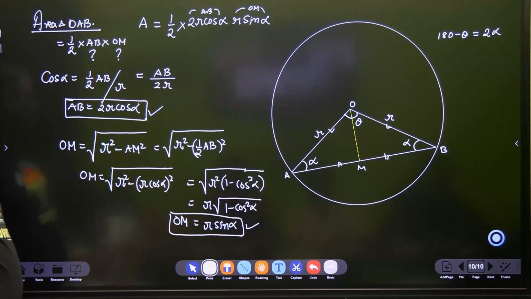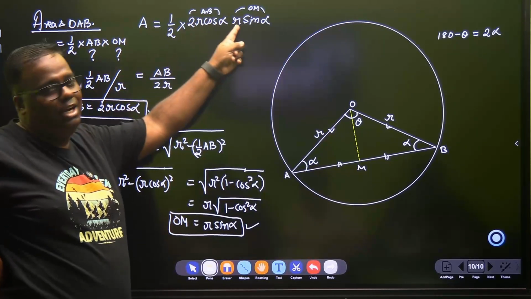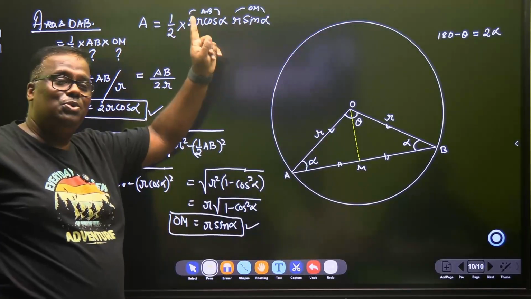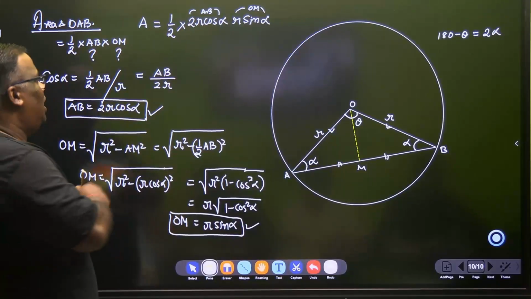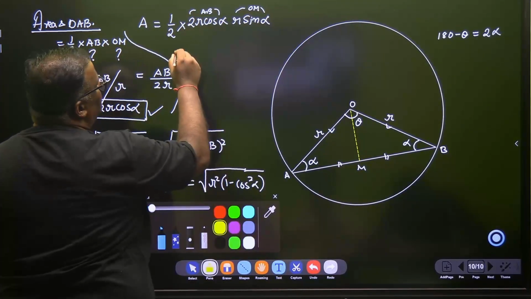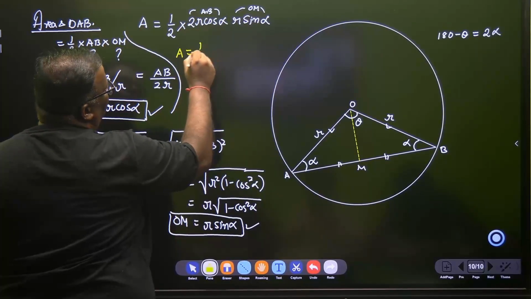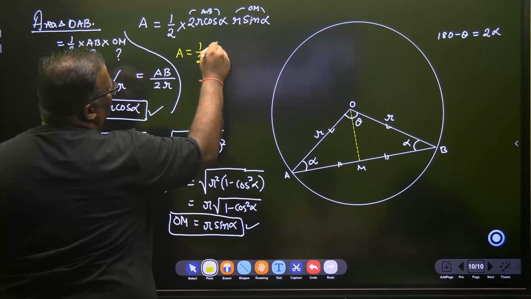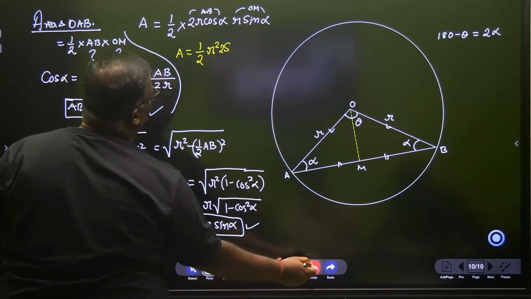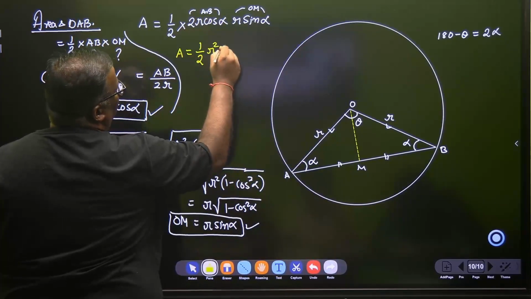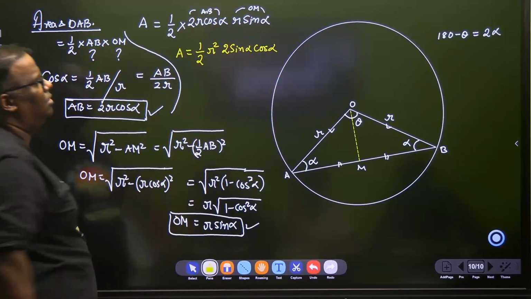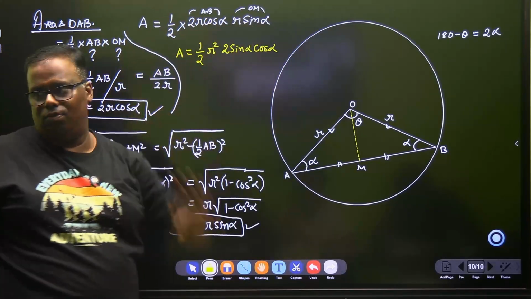Area is a 2D entity. Therefore, you have to get a meter square. Our formula is correct. But if you go to higher classes, this will just change a bit. The change is area will be equal to half r square 2 sin alpha cos alpha. Can I write this?